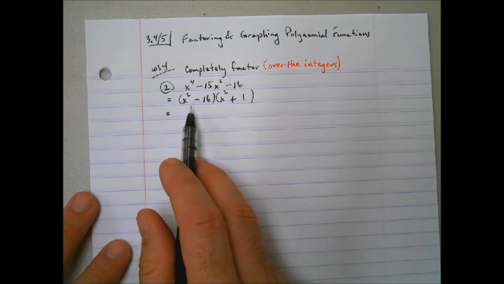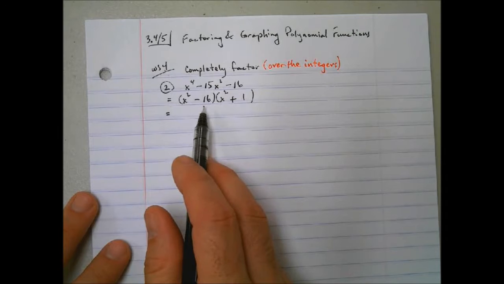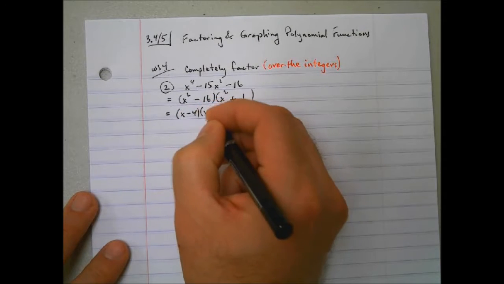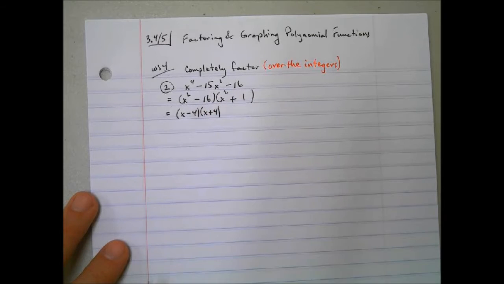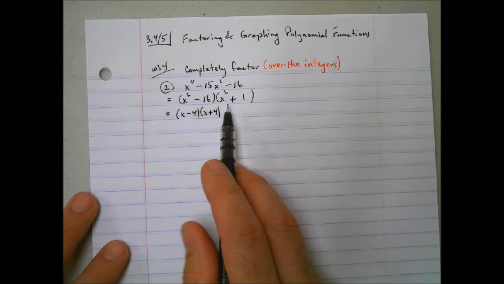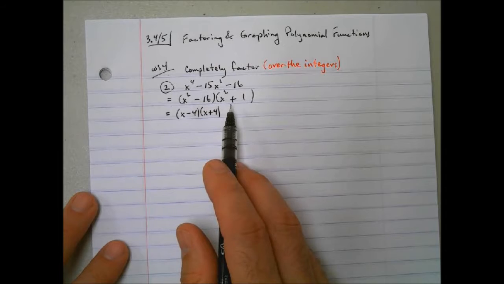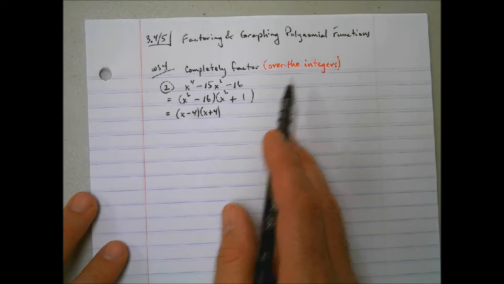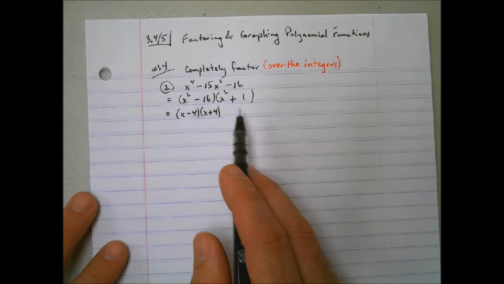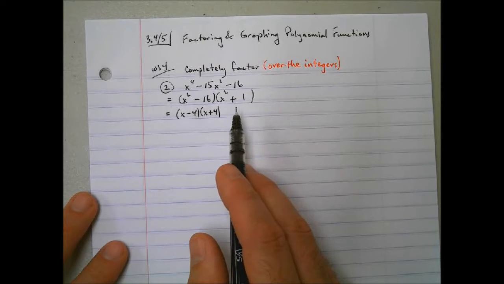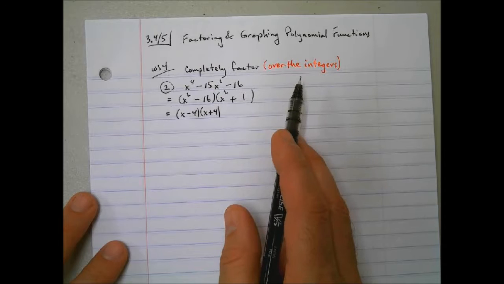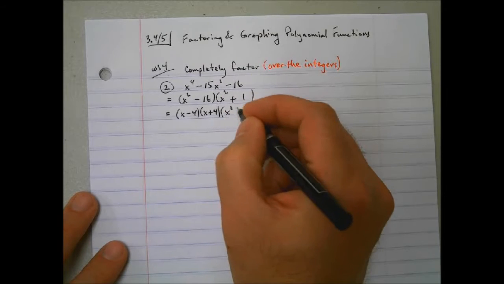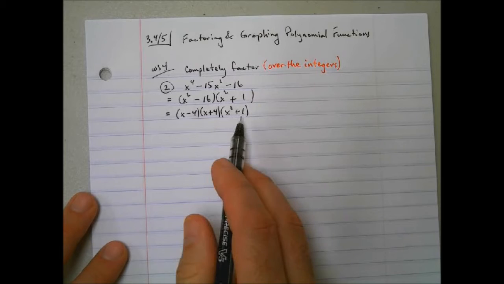Now, what about x squared minus 16? That's difference of squares again. So, x minus 4, x plus 4. Now, the x squared plus 1. Technically, if we don't have that over the integers, we can factor this using imaginaries. But really, we're completely factoring over the integers. So, x squared plus 1 does not factor any more over the integers.